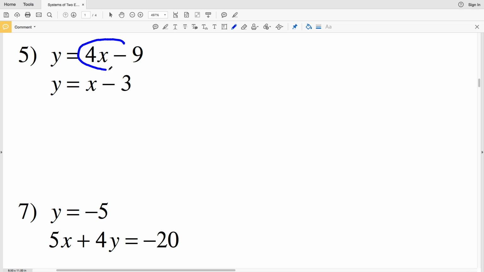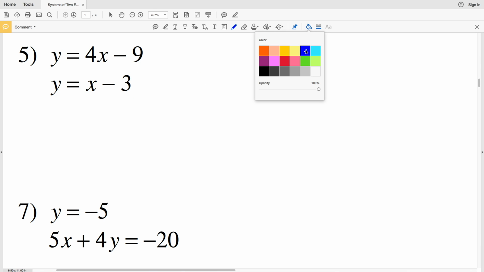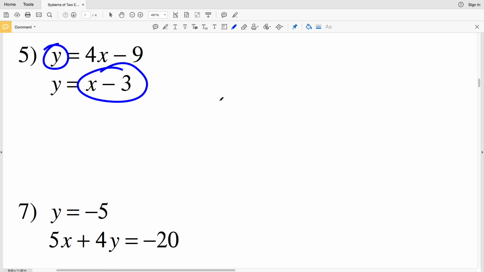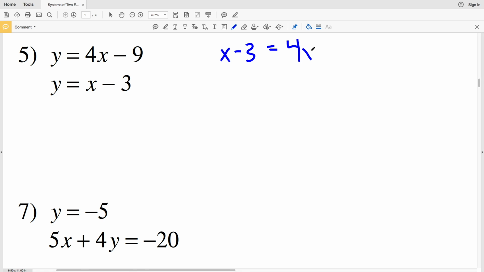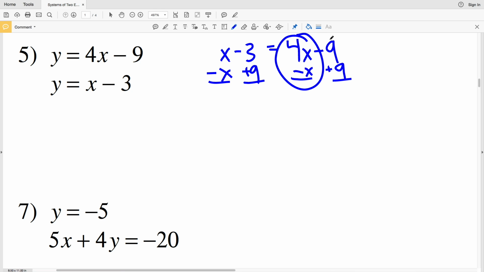So we can either take 4x minus 9 and plug it in for this y, or we can take x minus 3 and plug it in for this y because y equals y. So let's do the latter and take x minus 3 and plug it in for y. So now we'll have x minus 3 equal to 4x minus 9. And then we'll solve. I'll move the x to the right-hand side, and I'll move my 9 to the left-hand side. So essentially, I have my terms with the variable on the right and my constants on the left.